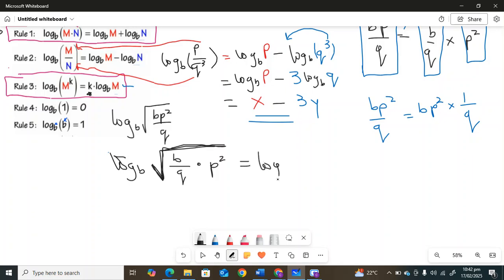Log B of the square root of B over Q, plus log B of the square root of P squared. So that was the reason I broke this down, so that first we can start applying the rules of logarithms. So any questions yet?